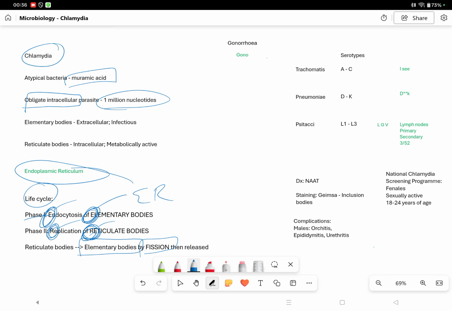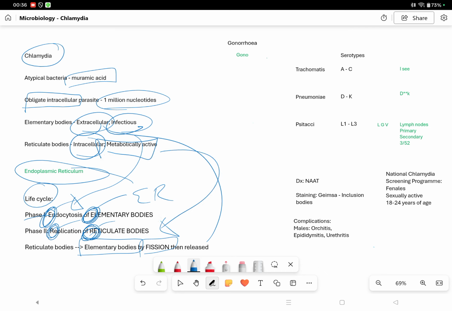Now, elementary bodies themselves are released back out, extracellular, and these are infectious, for which reason they are then going to undergo endocytosis again, and they'll get endocytosed intracellularly, where they become metabolically active to then undergo this whole fission process again.